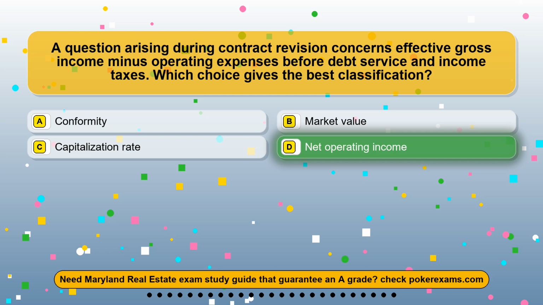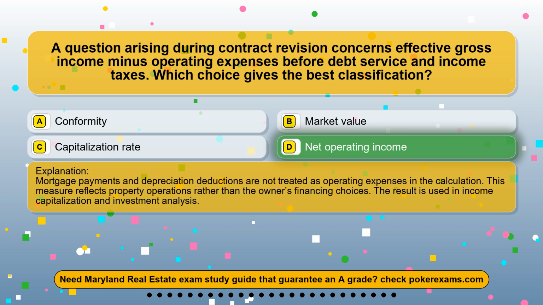The correct answer is option D. Net operating income. Mortgage payments and depreciation deductions are not treated as operating expenses in the calculation. This measure reflects property operations rather than the owner's financing choices. The result is used in income capitalization and investment analysis.